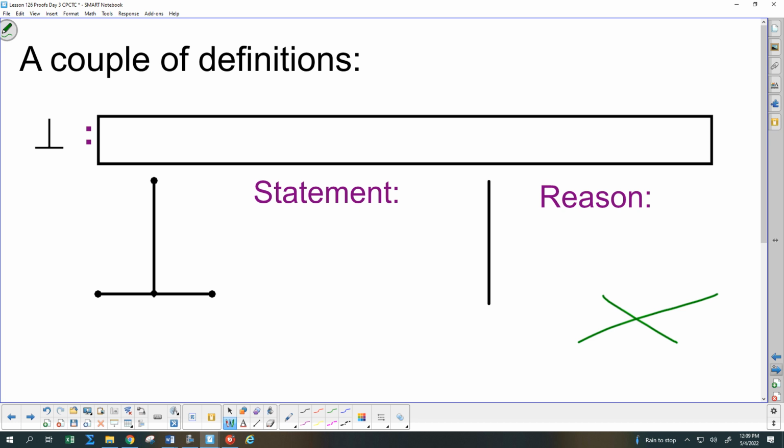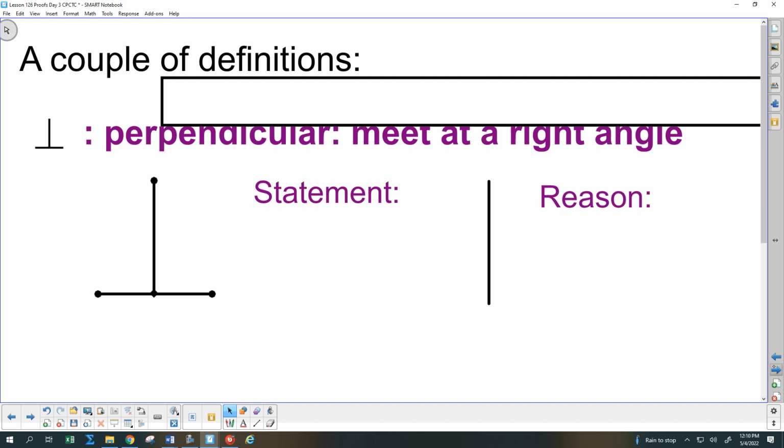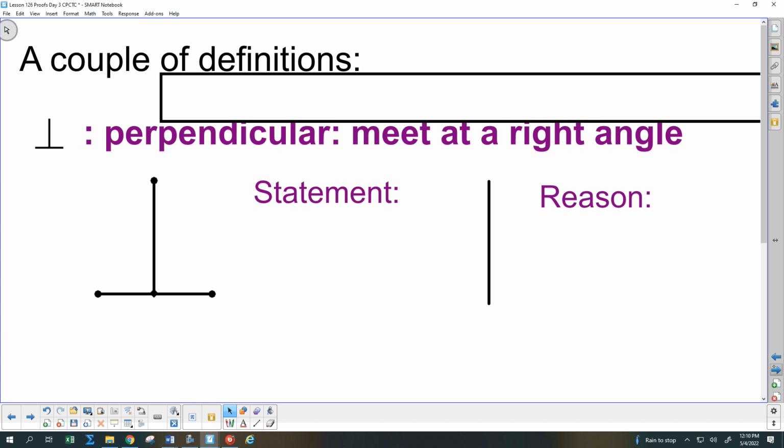Wyatt? They cross at 90 degrees. The 90 degrees is what's important with the perpendicular. So our definition, perpendicular, they meet at a right angle. So I could have something like this, and I'm going to give these some names. Maybe this is point A and this is point B, and maybe this is C and D.